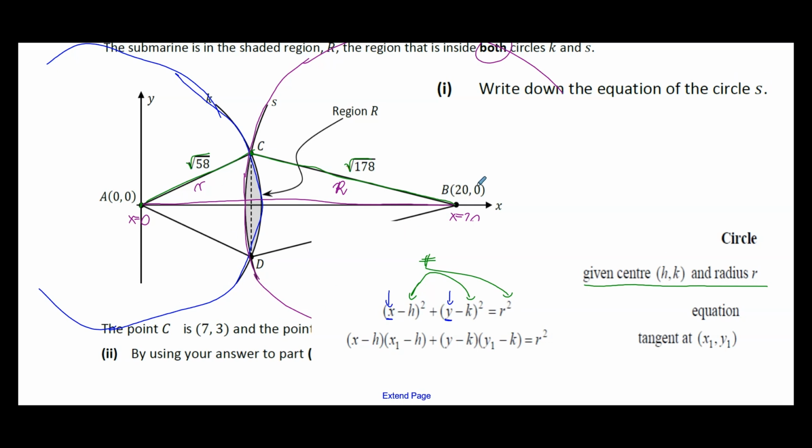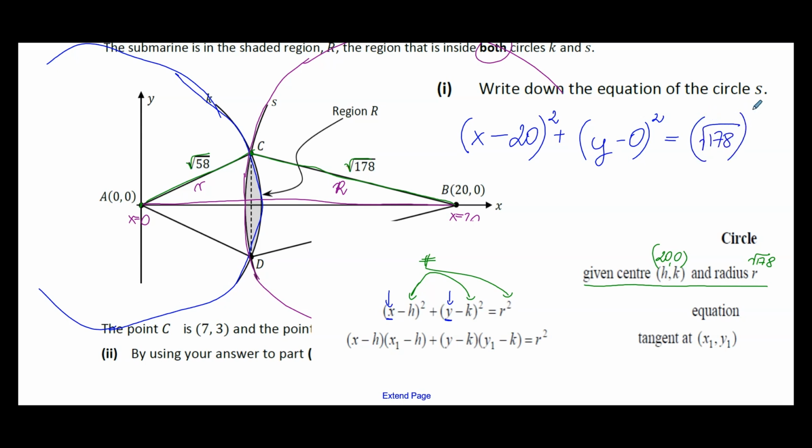The big circle, 20 and 0. So 20 and 0. And then radius. What is the radius? Radius is square root of 178. So let's replace those letters with numbers. So it will be x minus, instead of h, what do we put? The x coordinate of the center, which is 20. That is taken to the power of 2, plus y again minus, and then k is the y coordinate, so that is 0 to the power of 2, and then equal to our radius, which is what? Square root of 178, and that is taken to the power of 2.